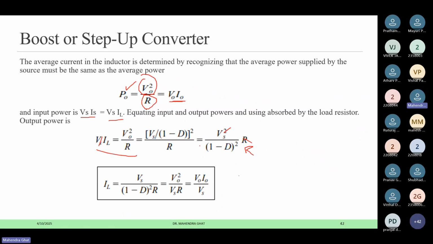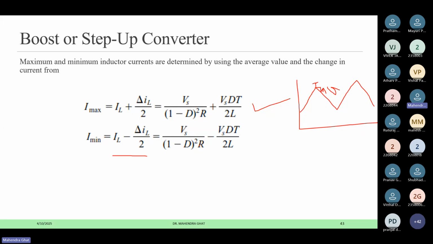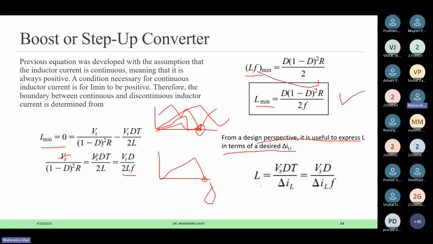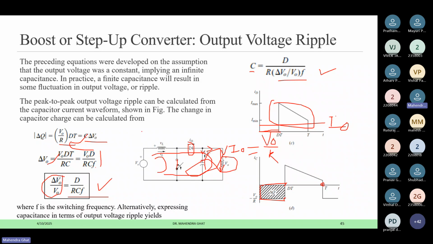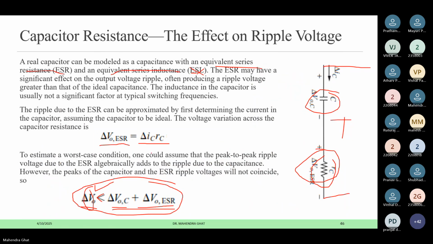Then we derived the different equations for the boost converter: I max, I min, and the minimum L value. All that we derived, and the C value we derived. Then we considered some non-ideality, the equivalent series resistance, ESR. By having the ESR, the voltage ripple will not depend only on the C value, but on the current through the RC and the value of RC. Depending on that, we get the boost converter output ripple.